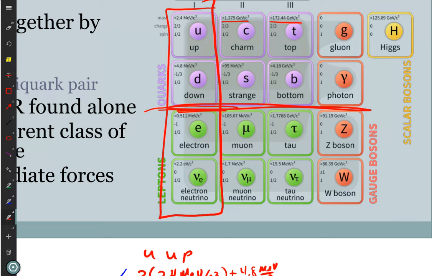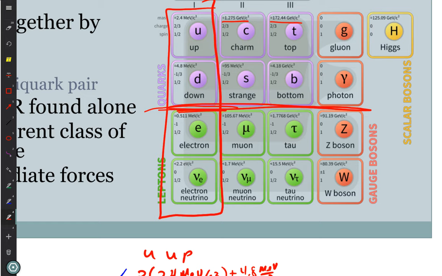Now, let's go on with this. The electron, the up and down, all of them have charge. They all interact via the electromagnetic force. But the quarks are the only ones that interact via the strong nuclear force.